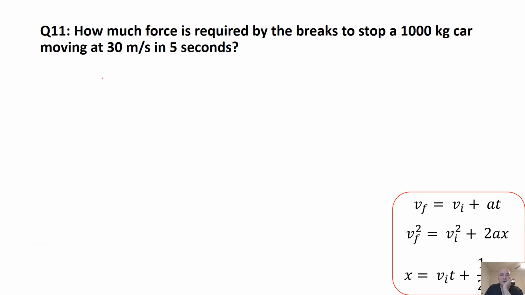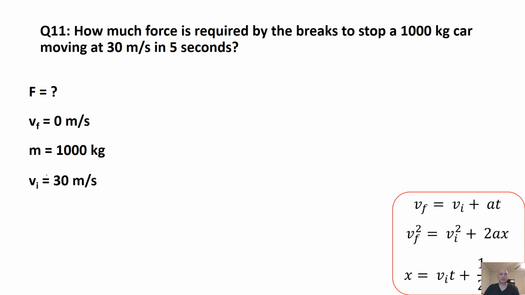Okay, 11. How much force is required by the brakes to stop a 1,000 kilogram car from moving at 30 meters per second in 5 seconds? So let's start looking at our givens. How much force is the question? We're trying to get to a stop, so our final velocity is 0. Our mass is 1,000 kilograms. Our initial velocity was 30. It's going to take us 5 seconds to stop.